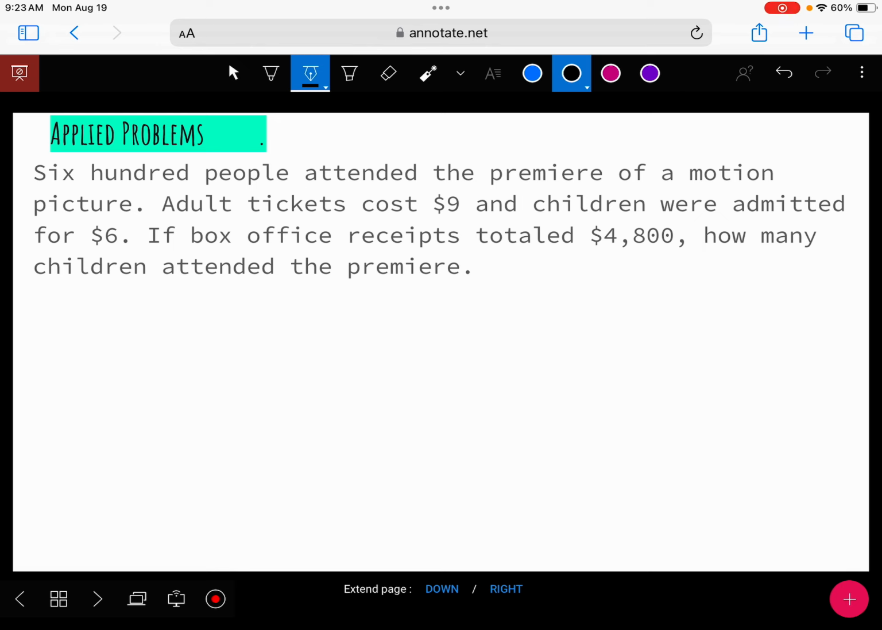So this one is number 5 on that paper. So we've got 600 people attended the premiere of a movie. Adult tickets were $9 and children were $6. The total box office receipts was $4,800. And our question is, how many children attended the premiere? How the heck do we put these together? What you got, Anthony?